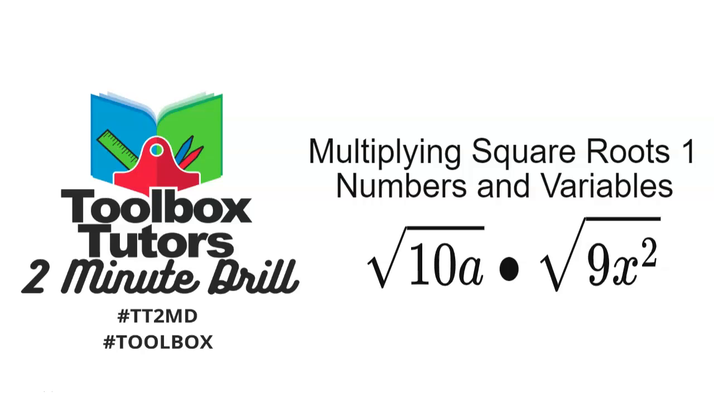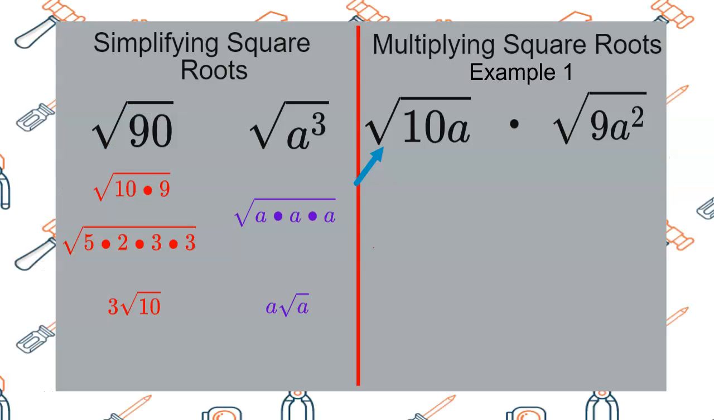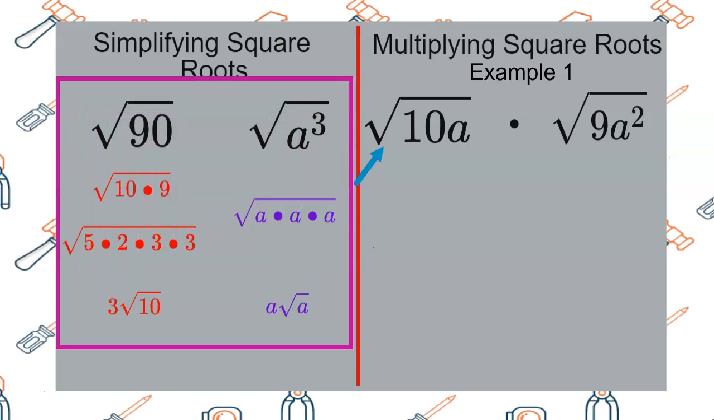What's going on? This is your Toolbox Tutors 2-minute drill, and this will be example 1 of multiplying square roots with numbers and variables. And by the end of this video, you'll be able to multiply and simplify these two square roots. As a tool of reference when multiplying these two square roots, we have simplifying square roots over to the left.